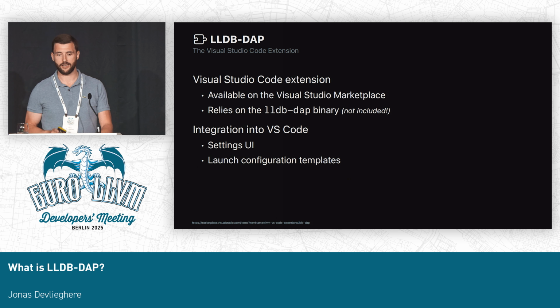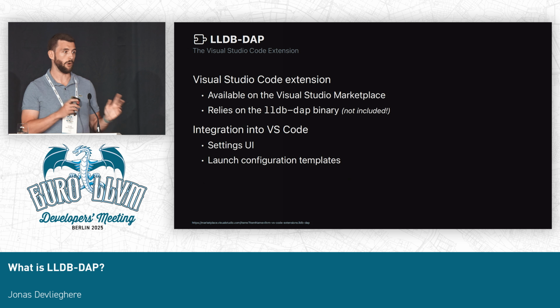One thing I want to mention is that the extension does not come with the binary. It will find it automatically if you have it in your path, but for now, you need to specify it yourself. One way we can solve this in the future is to download the binary from the latest LLVM release, which is what I believe the clangd extension does.